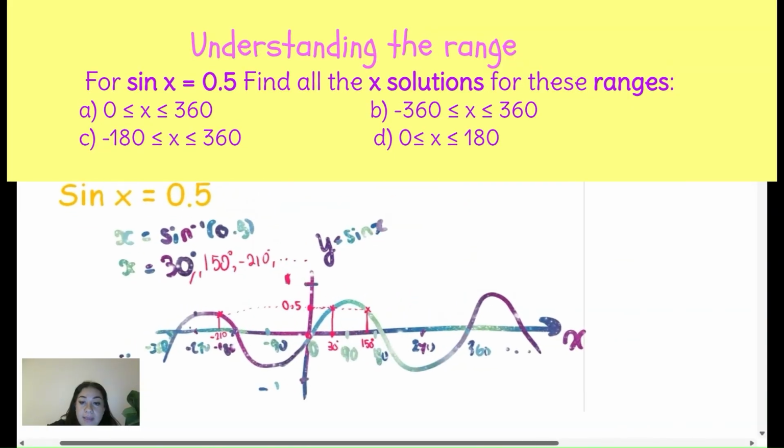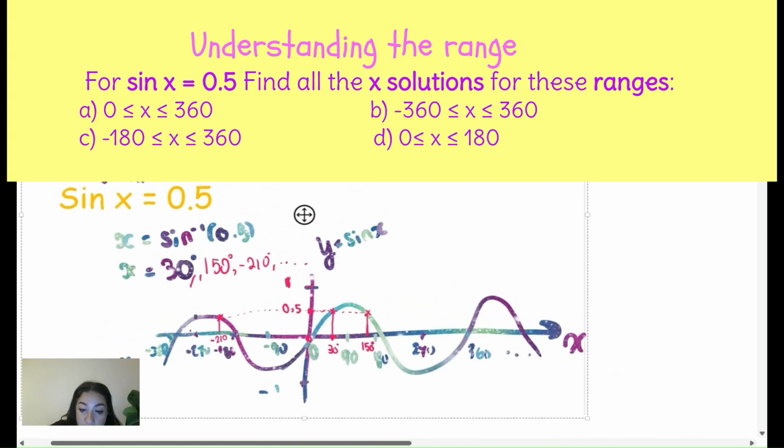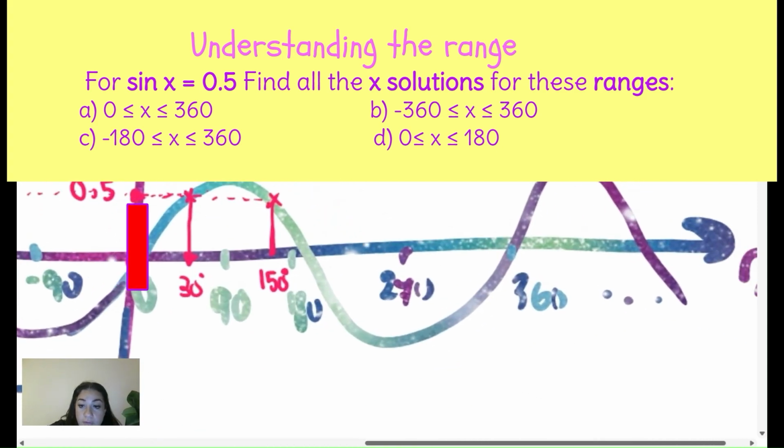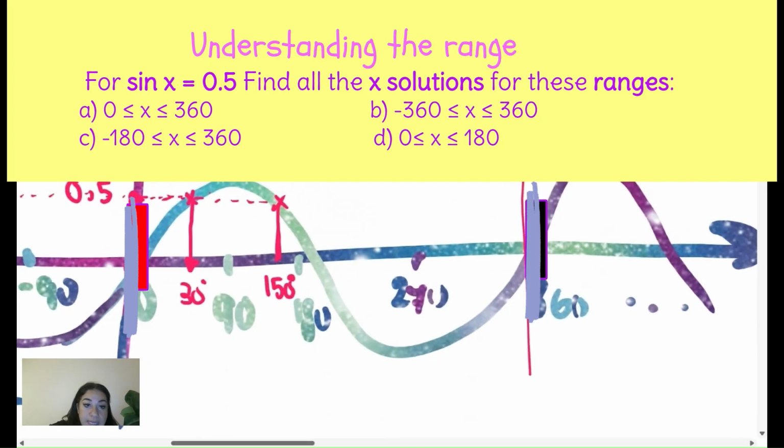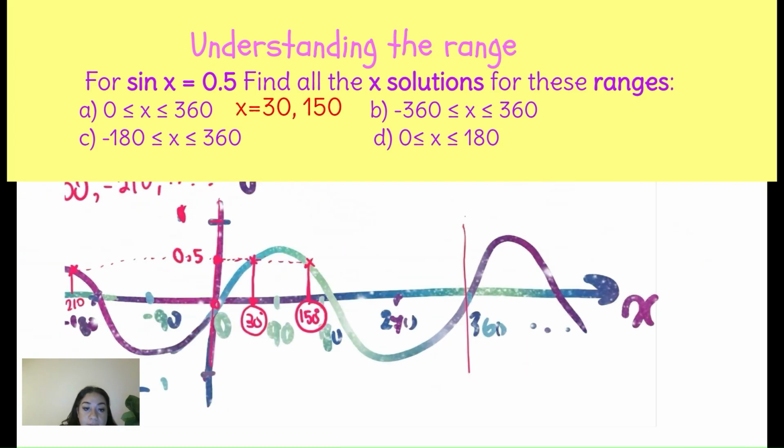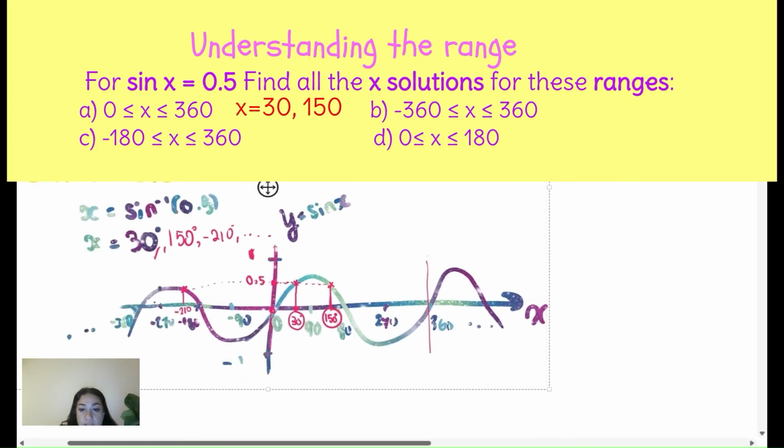If I was looking at values between 0 to 360, I'm only looking at this part of the graph here. From 0 to 360 cuts off over there, this section. So my values for x are 30 and 150. So I don't actually need the negative 210.